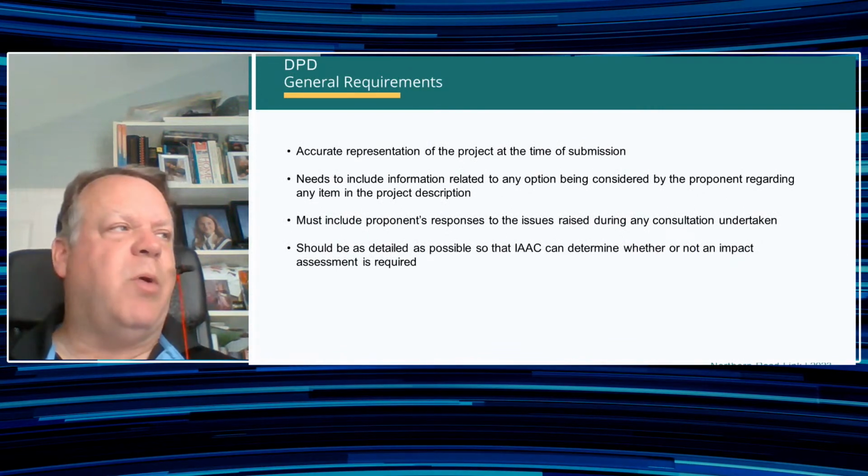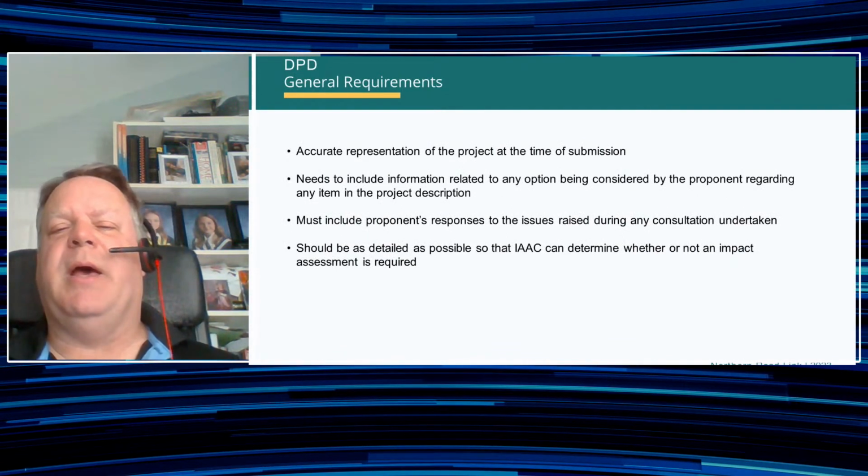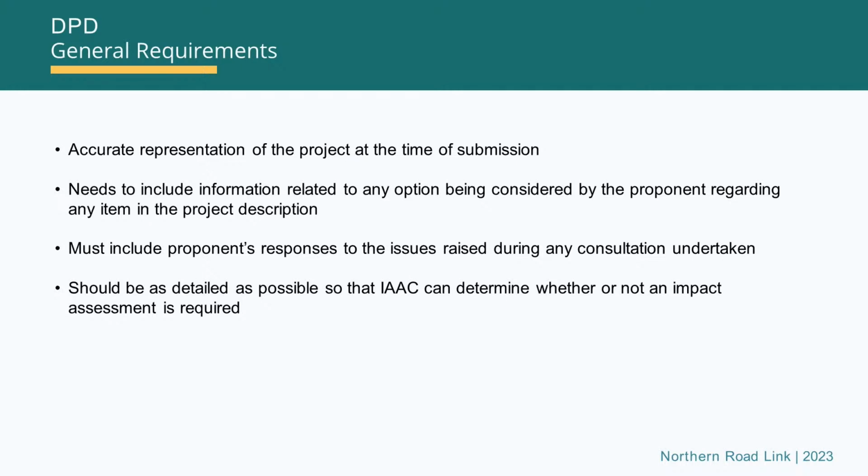So in terms of general requirements of the detailed project description, it has to be an accurate representation of the project. That's kind of an obvious one. But at the time that it's submitted, it has to accurately represent what the project really is. It has to include information related to any option. So if there are different ways of doing things associated with the proposed project, information has to be provided about all these different options so that it's all there and available for the regulators to review.